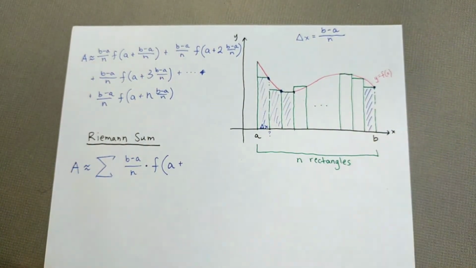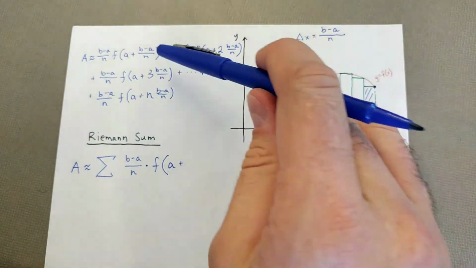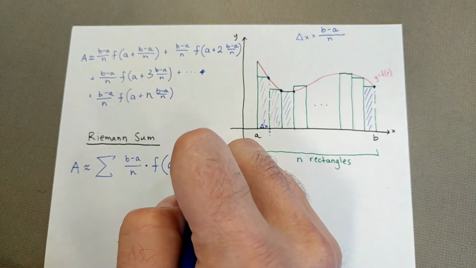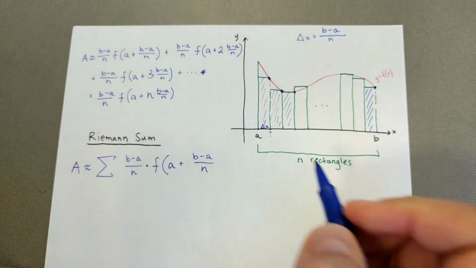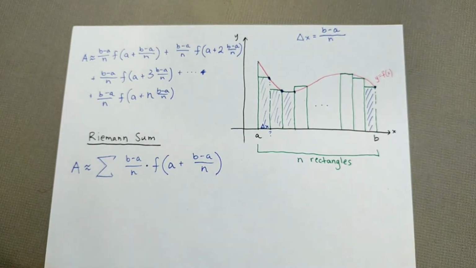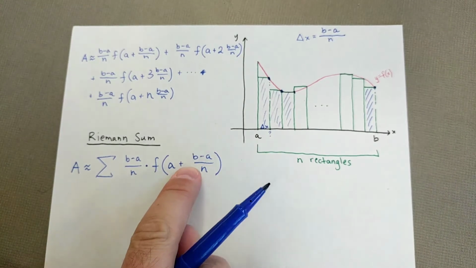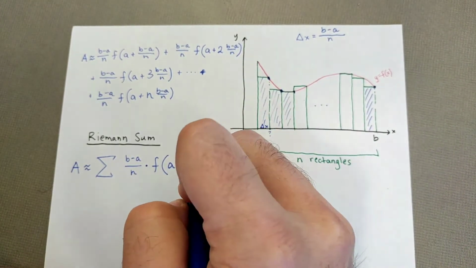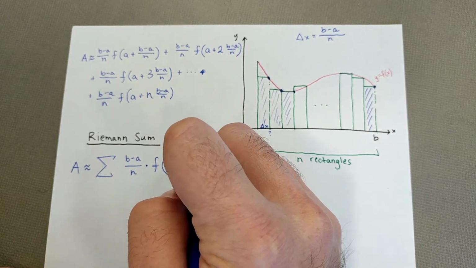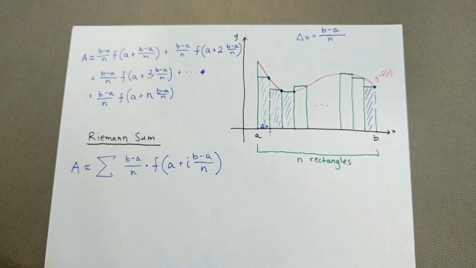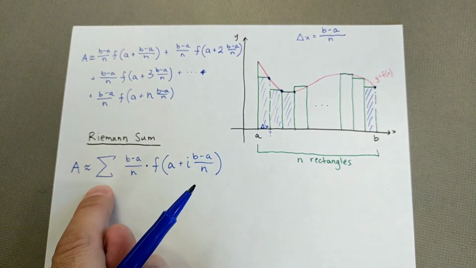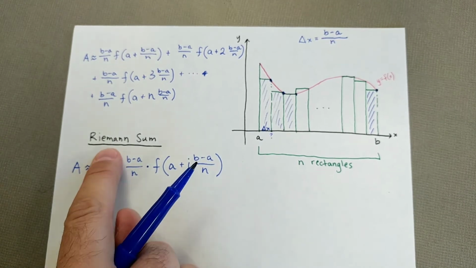plus some sort of factor of (B minus A) over N. So the only thing that changes from term to term is the coefficient of the (B minus A) over N. And so you can represent it with a lot of different things. I'll call it I for index. So that I is going to be the thing that changes. And I need to now define over here where it will start and where it will end.